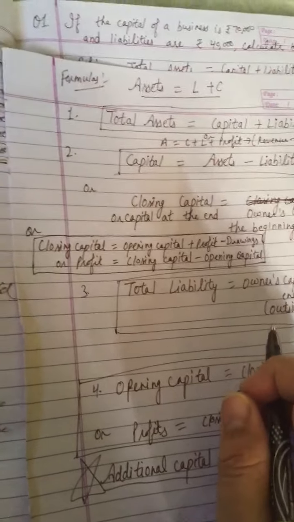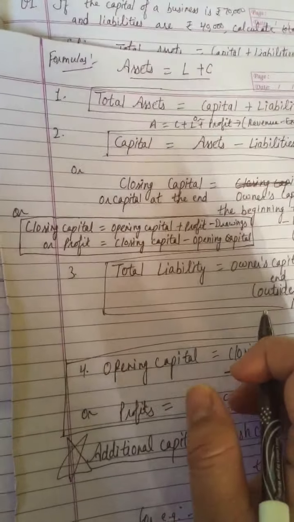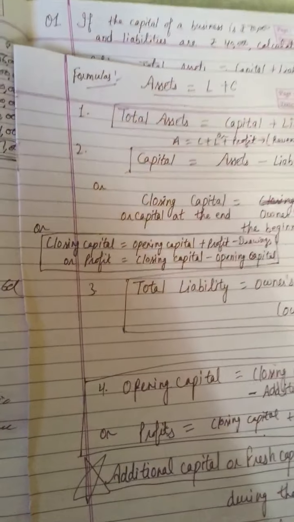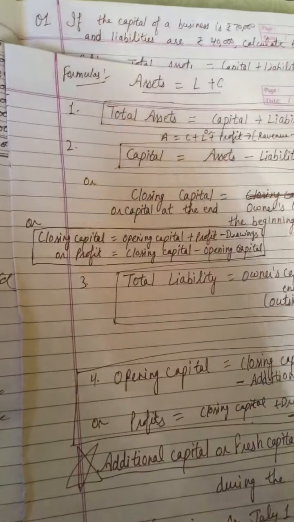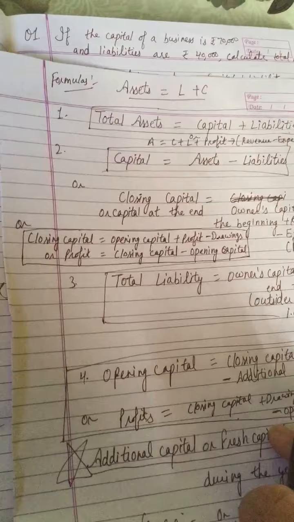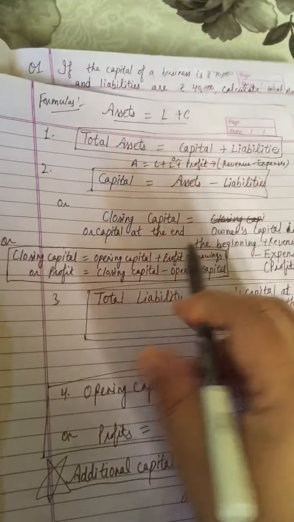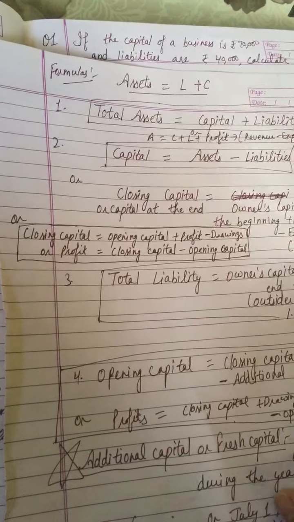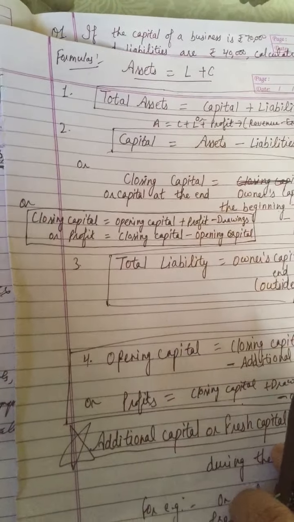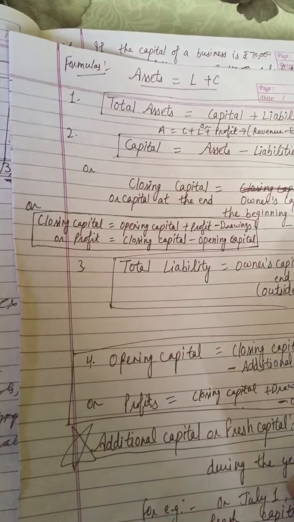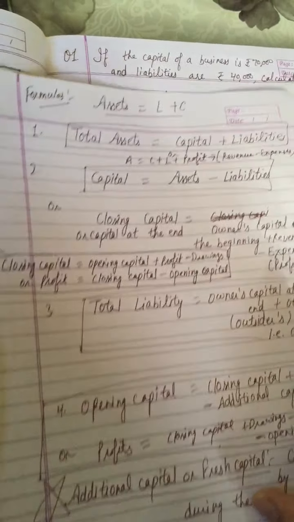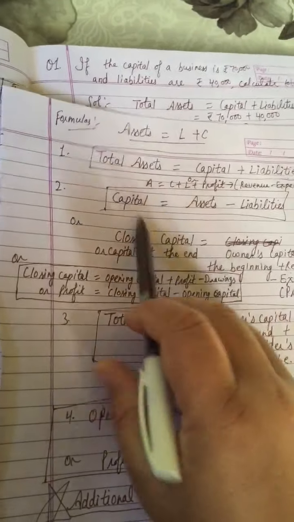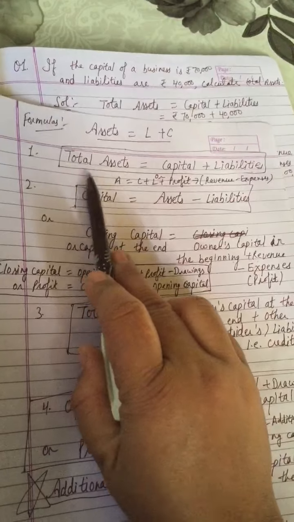Good morning, students. Today we are going to start our last topic of chapter number 5, and here I have written some formulas. With the help of these formulas you can do the short practical questions of this chapter. Okay, here the first formula is to find out total assets.